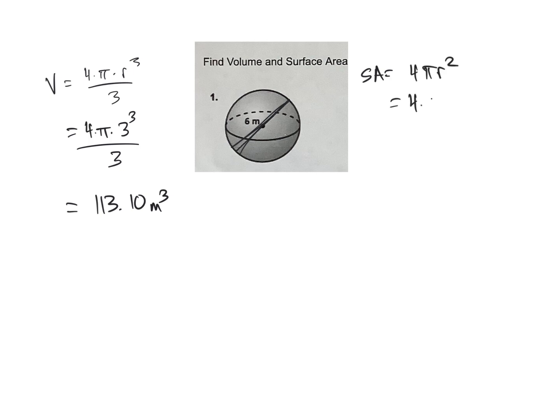Surface area is 4 pi r squared. So 4 times pi times 3 squared. So we have 9 times 4 is 36, 36 pi. So 36 times pi gives us 113.10 square meters. So the volume and the surface area are identical when you have a radius of 3.